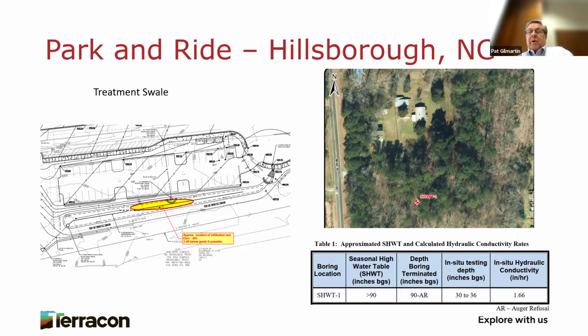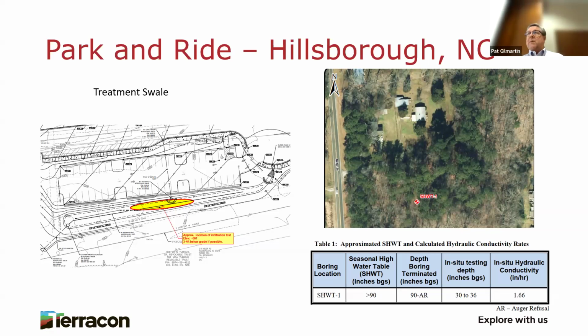They used a borehole permeameter and a hand auger boring to do that, since it was basically only going to be excavated down about a foot, and we needed to only go 2 more feet to make sure the seasonal high water table was deep enough. And the results were very favorable for the treatment swale. The seasonal high water table is more than 90 inches deep.